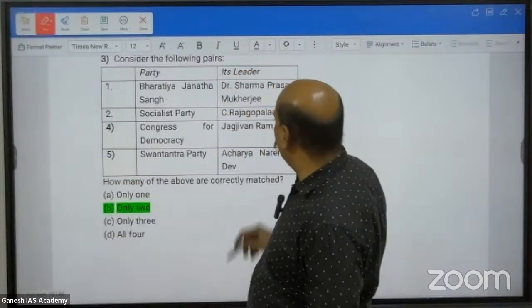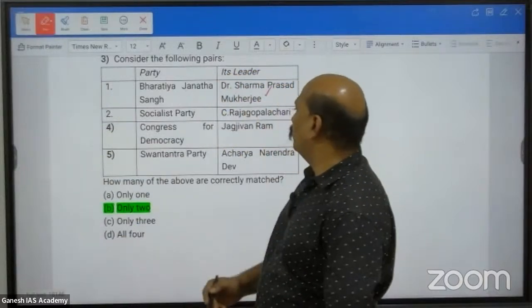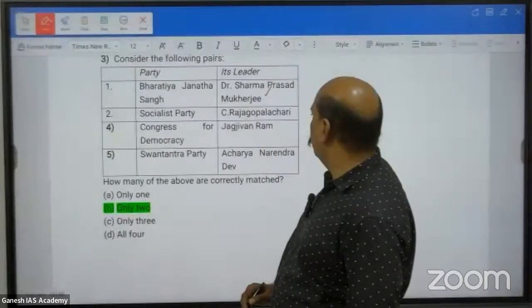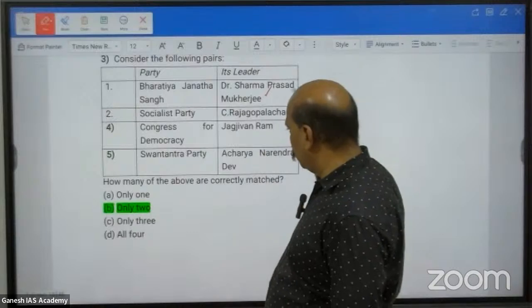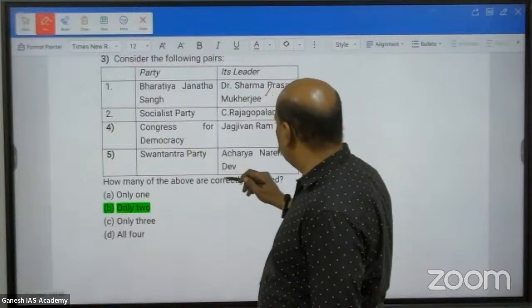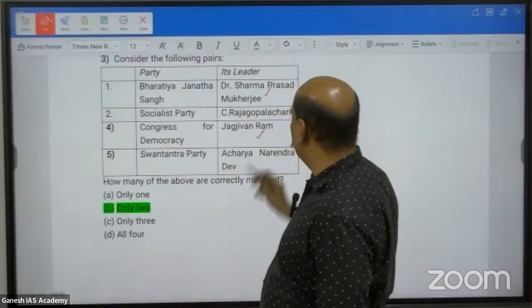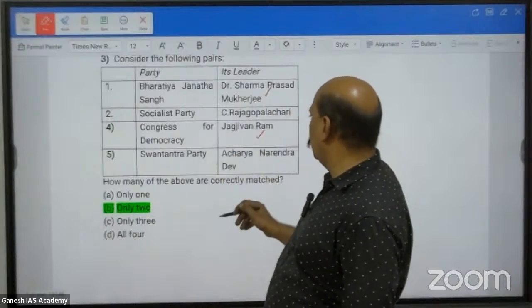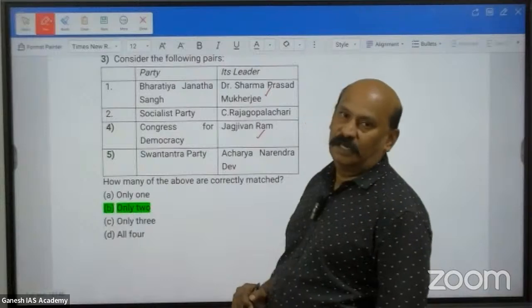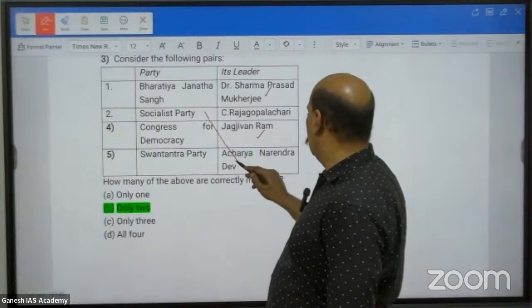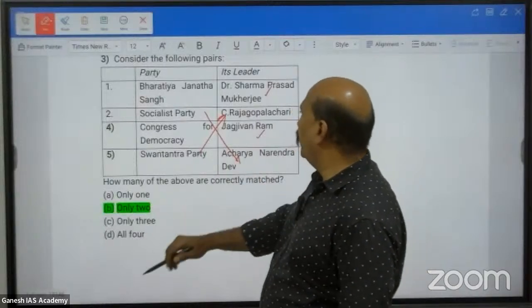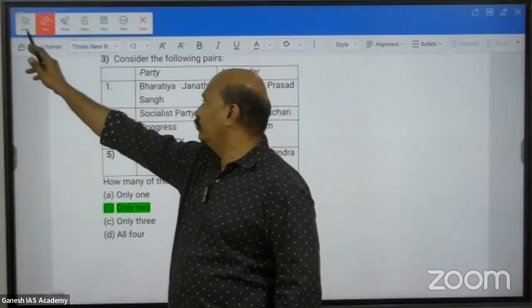The correctly matched pairs are Bharatiya Jana Sangh, formed by Dr. Shyama Prasad Mukherjee, and Congress for Democracy, Jagjivan Ram. In fact, Socialist Party, Acharya Narendra Dev, and Swatantra Party, C. Rajagopalachari, are wrongly matched. So only two pairs are correctly matched.